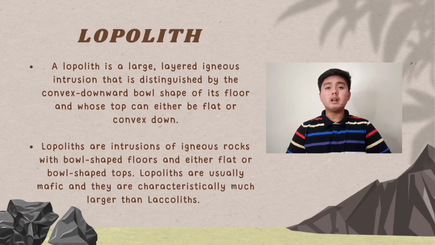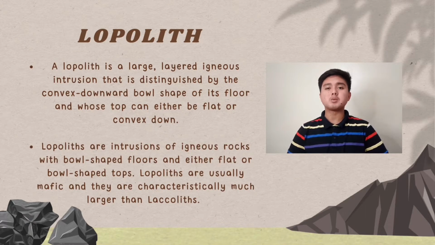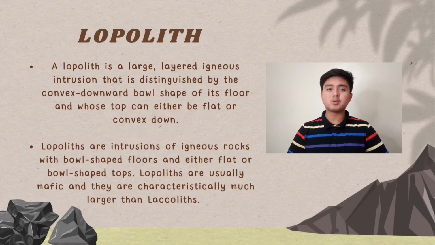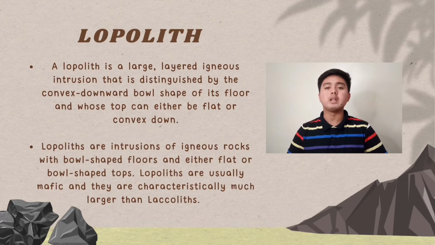Lopolith. A lopolith is a large layered igneous intrusion that is distinguished by the convex downward ball shape of its floor and whose top can either be flat or convex down. Lopoliths are intrusions of igneous rocks with ball-shaped floors and either flat or ball-shaped tops. Lopoliths are usually mafic and they are characteristically much larger than laccoliths.